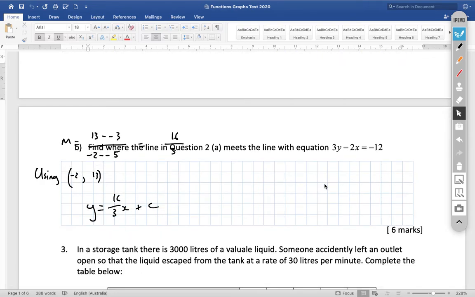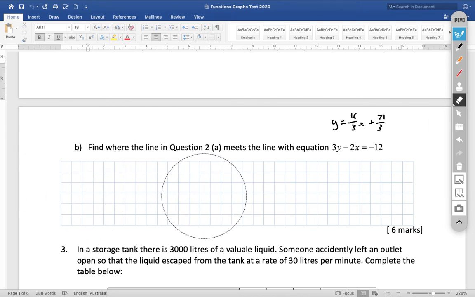So we had, let's write the equation. The equation we've just worked out, y equals 16 on 3x, it was plus 71 on 3, I believe. Okay. Where does that meet? This equation, I might actually number them. That's equation 1, this is equation 2.